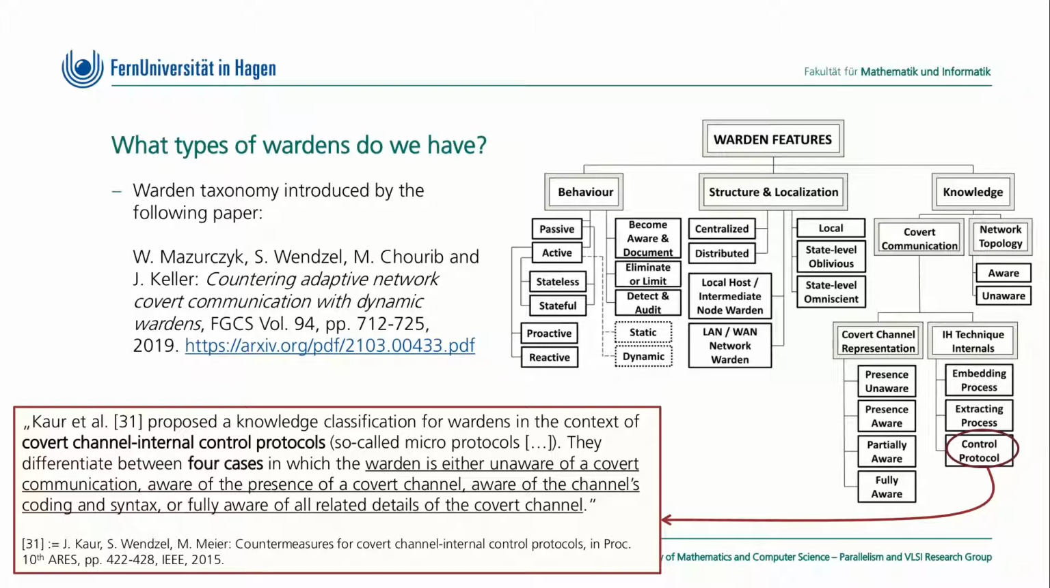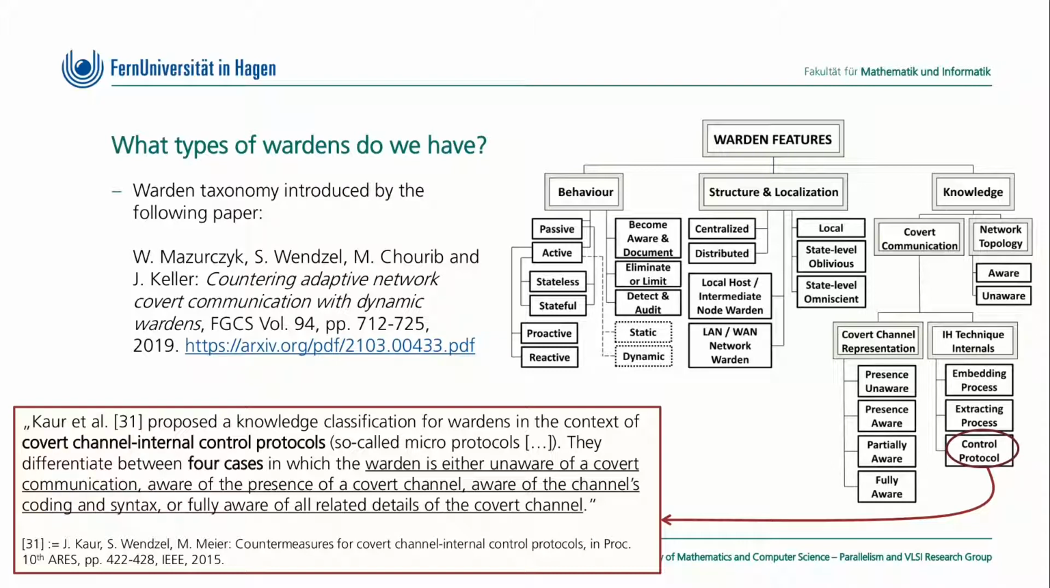This is how we describe structure and localization of a warden. And finally, we also have the knowledge of the warden, which can be divided into two main aspects: covert communication and network topology. So let's start with the smaller one, the network topology.